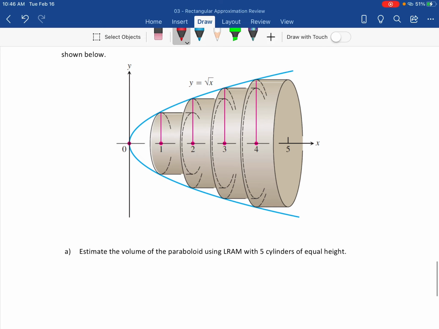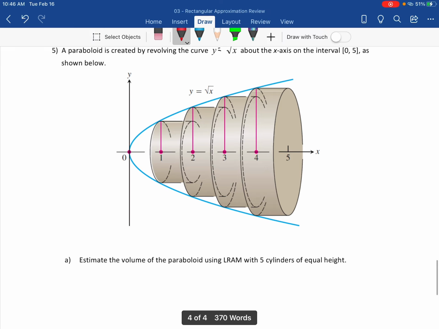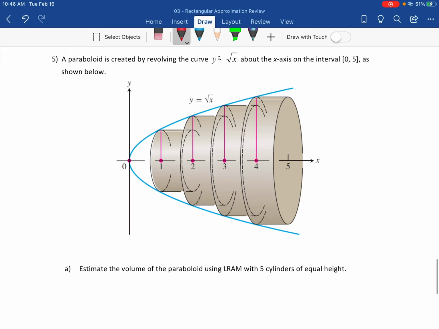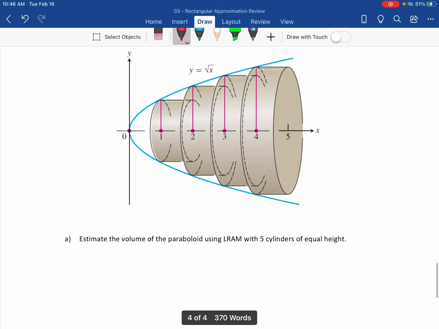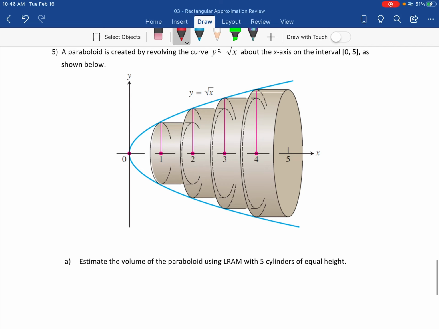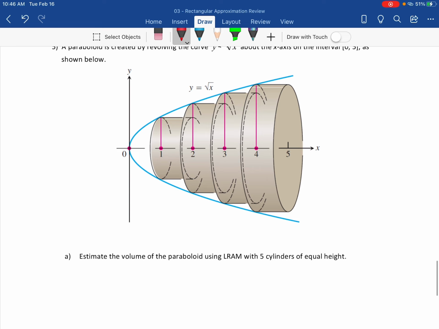It's a paraboloid because it's a three-dimensional shape built by taking the parabola and spinning it around the x-axis. You're going to see a lot of these type examples coming up. So if this is completely weird and you make only a little bit of progress on the visualization, that's okay, because we're going to see lots of these. So it says, estimate the volume of the paraboloid using LRAM with 5 cylinders of equal height. So there's only 5 cylinders here to do.